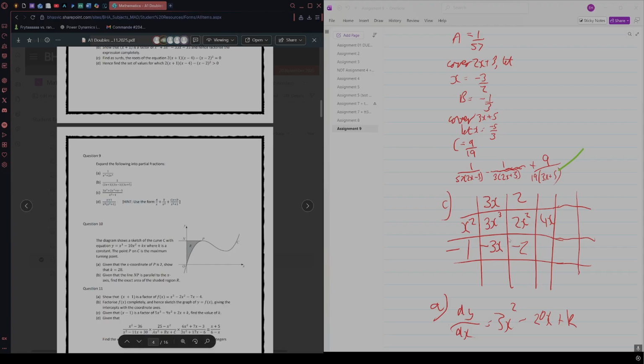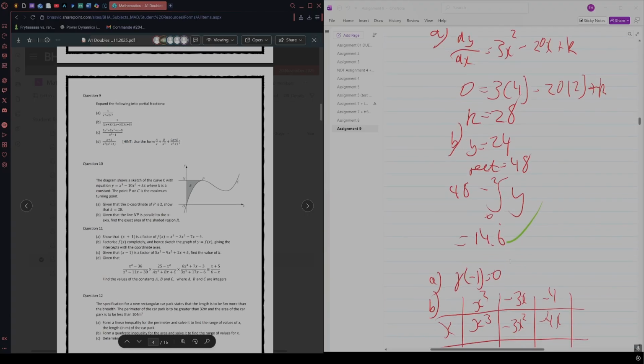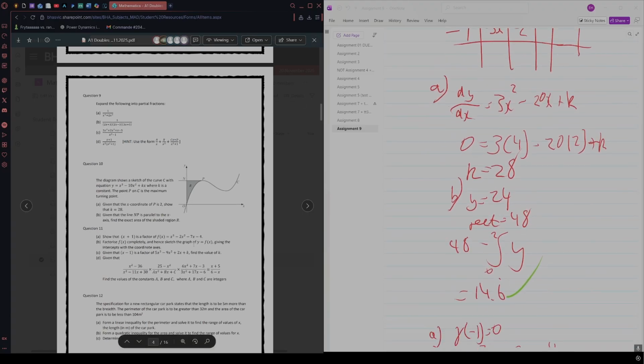Next question. We have some just calculus stuff, I guess. It tells you about the stationary point. So differentiate, set to 0, substitute the value in. Get k value.